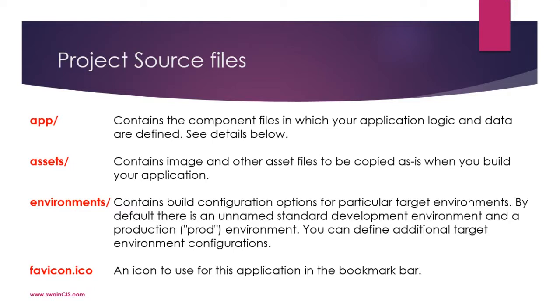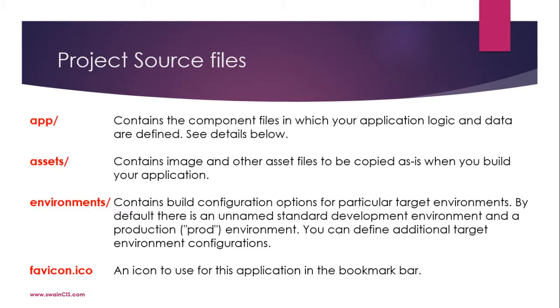Now let's go through the project source files. First is app. It contains the component files in which your application logic and data are defined. This is how we are going to implement all our new features. Next is the assets folder. The assets folder contains all the images and external files we need while developing the application. For example, if you need some JSON files, or media files like images, you can keep them under the assets folder.